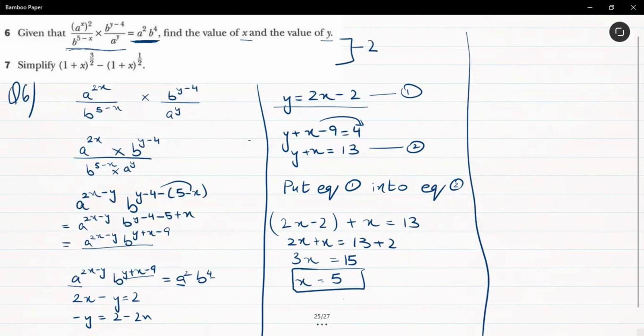For the value of y, don't forget that you have found out the value of x, but you need the value of y also. So what's the value of y? We have the equation y plus x equals 13. You can choose either of the two equations, no problem. So just say y plus x equals 13. We know the value of x now, so we say y plus 5 equals 13, and y equals 13 minus 5, which equals 8.